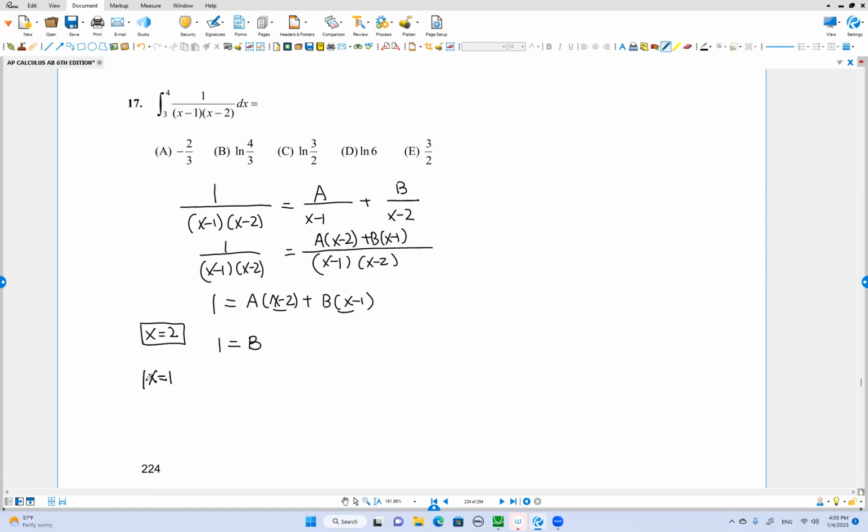When x is 1, put the number 1 there. This is 1, this is 1, and that term is 0. The first one is A times 1 minus 2, which is negative 1. From here, A equals negative 1. So A equals negative 1, B equals 1. So this is exactly equal to negative 1 over x minus 1 plus 1 over x minus 2.